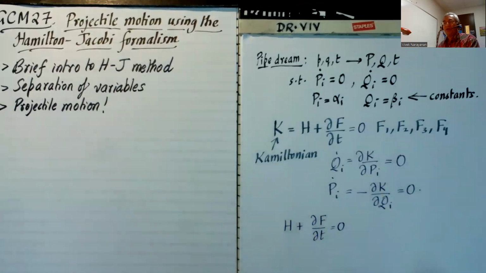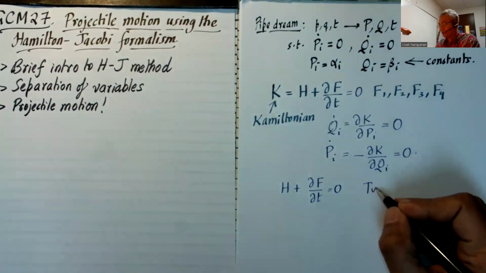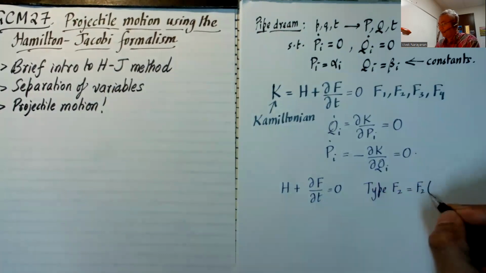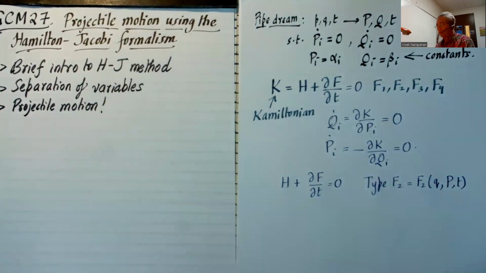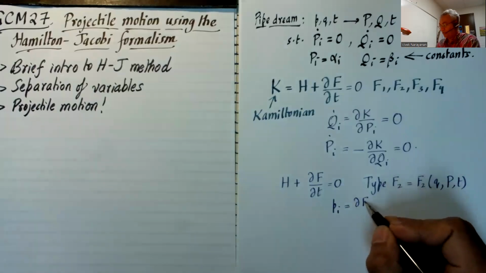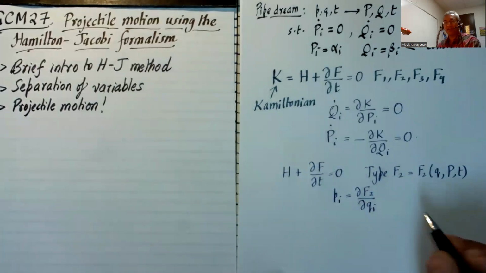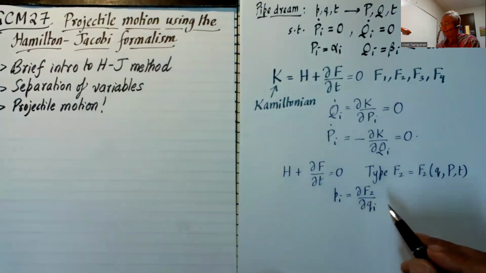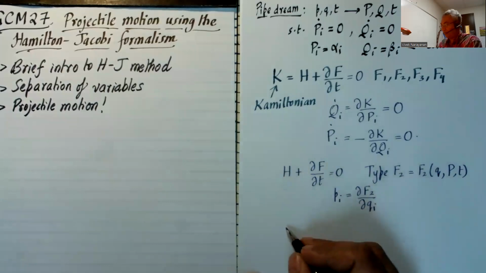Now Jacobi liked to use the F2 generating function, type F2. Remember that F2 is a function of the old coordinates and the new momenta. In terms of that, the old momenta can be written as del F2 over del q_i. If you go back to the previous video, you will notice that these are the transformation equations for the F2 generator. So we can write this very important equation as follows.